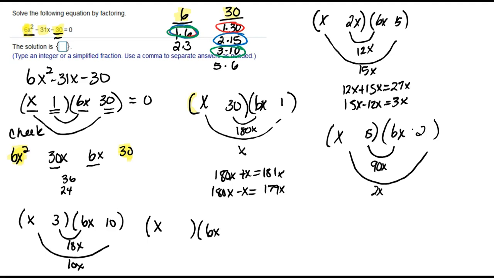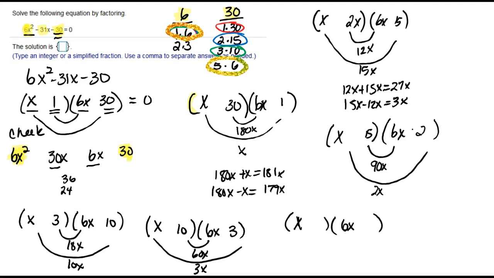So I'm switching up the 10 and the 3. Inside 60x, outside 3x. That's not going to give us 31. All right, so now let's try 1 and 6 with 5 and 6. I have x times 6x and 5 and 6. Inside would be 30x, outside would be 6x. Nope. Okay.